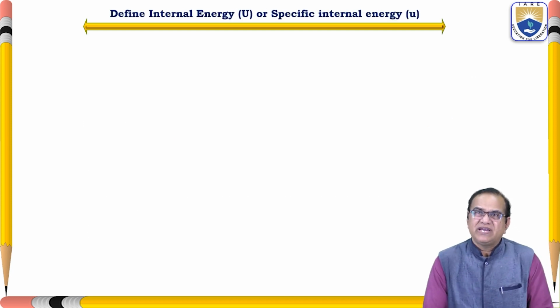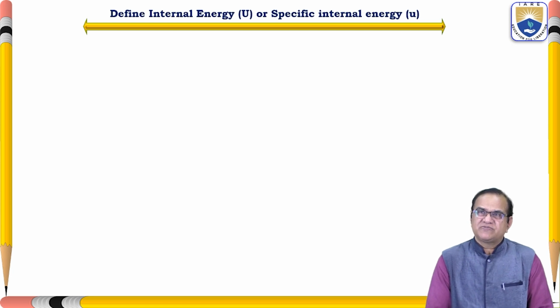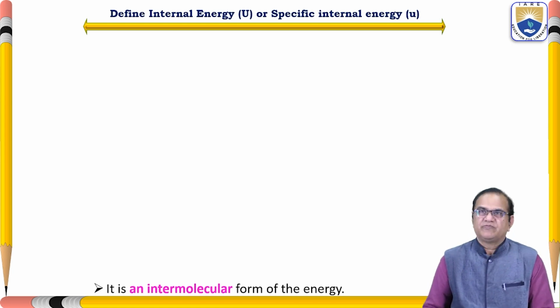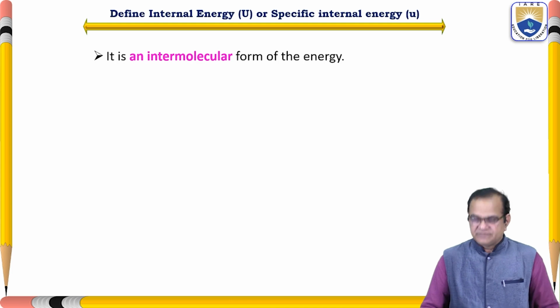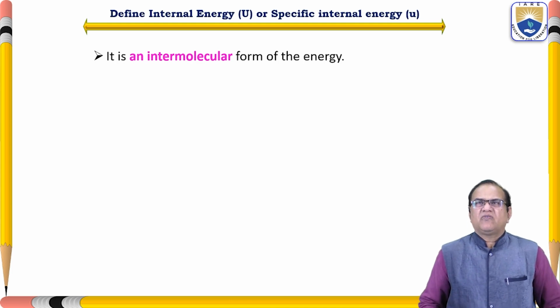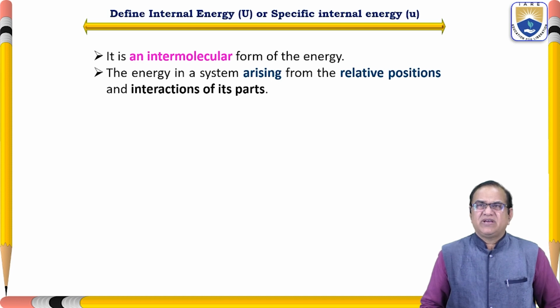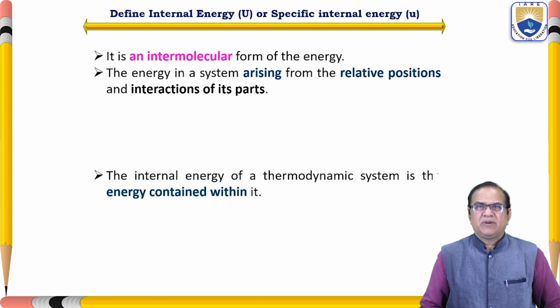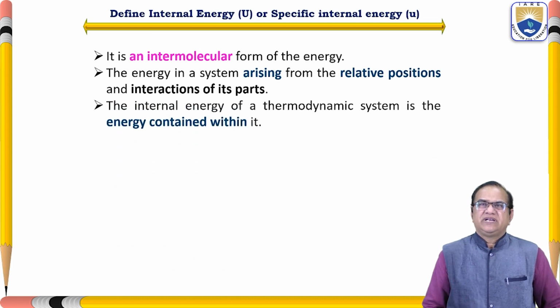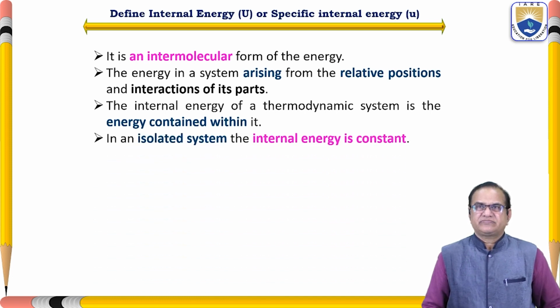Now define the internal energy U, or specific internal energy small u. It is an intermolecular form of energy, the energy in a system arising from the relative positions and interaction of its parts. The internal energy of a thermodynamic system is the energy contained within it. In an isolated system, the internal energy is constant.